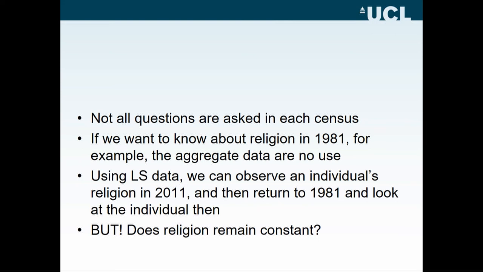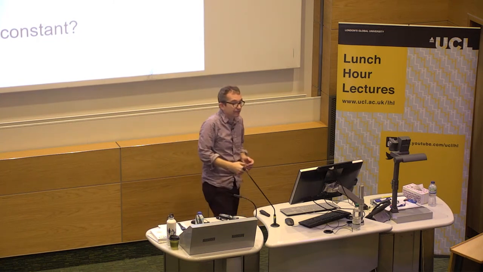So that's one example of how we can move forwards and backwards in time using the longitudinal study to compare a long time period from the 1950s to the 2010s. As I've said before, not all questions are asked in each census. So for example, if we wanted to know about religion in 1981, the aggregate census data, the ones people are most familiar with using, they're no good to us because religion wasn't asked in 1981. Using the LS, we can observe an individual's religion in 2001 or 2011, and then look back to 1981 and look at characteristics of the individual then.